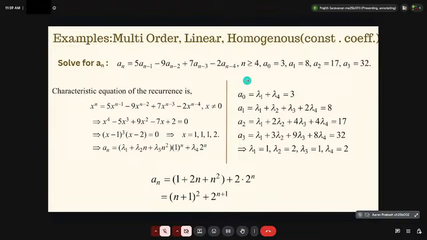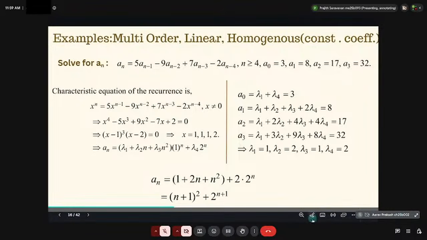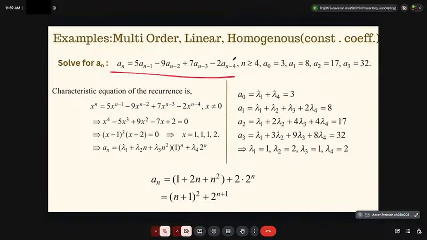So this is the example. This is a recurrence of order 4, with terms n and n minus 4. So your recurrence is of order 4, and these are the initial conditions. First you will find your characteristic equation. Once you are having the characteristic equation here, you will simplify that, and you get a biquadratic.